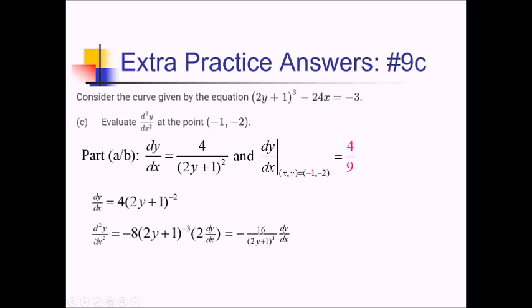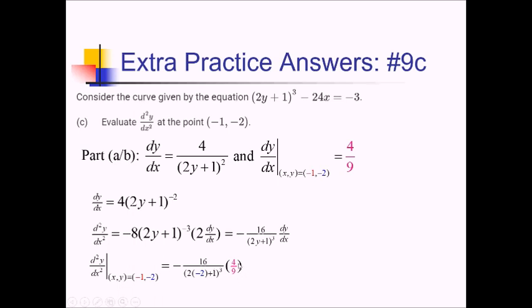So now evaluating our second derivative at the point (-1, -2), I'm going to have -16 over (2 times -2 plus 1) cubed times, remember, dy over dx has its own value now, and that is 4/9. So at this point, you've got all constants. You could leave well enough alone and call it a day, because this is numerically equivalent to whatever it is they were looking for.